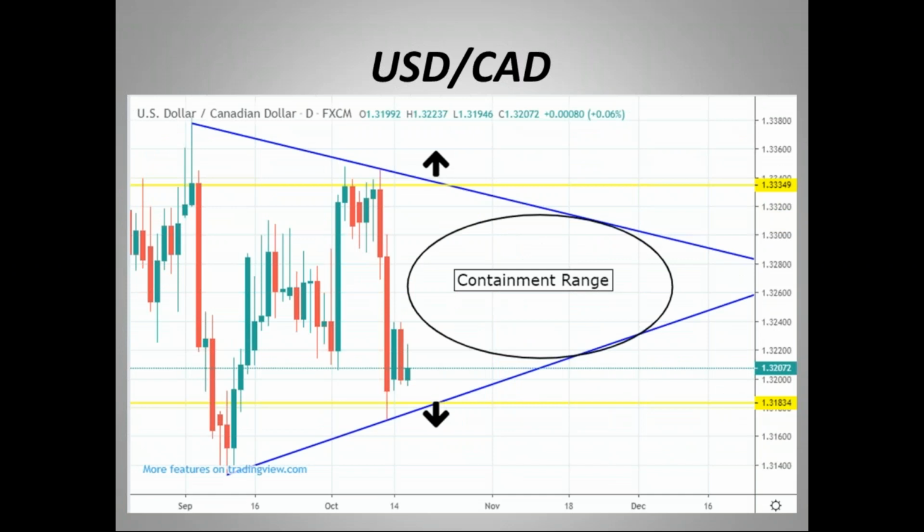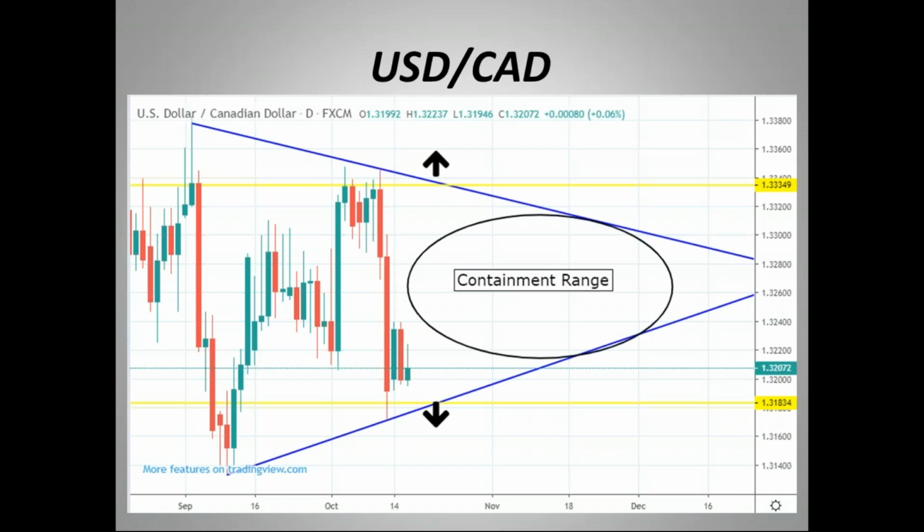We have the US dollar Canada, that is just a sideways nightmare. This market doesn't seem like it wants to go anywhere except to bobble around within this contained range between a buck 33 and a buck 31. The market is wedging, as you can see on this daily chart.